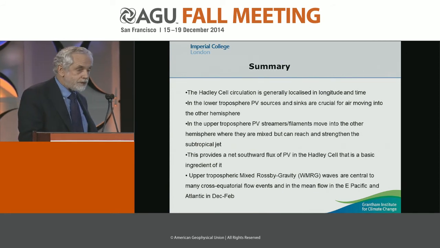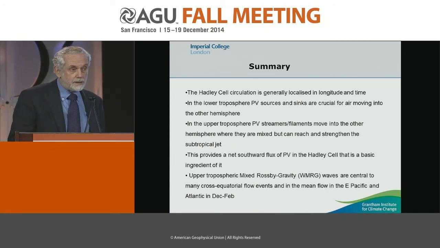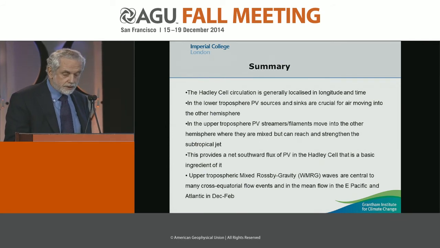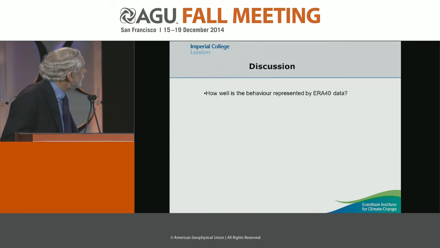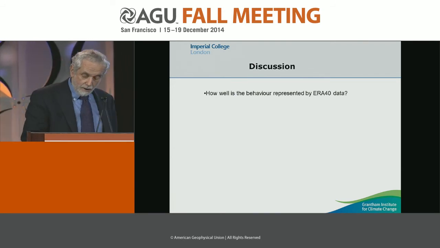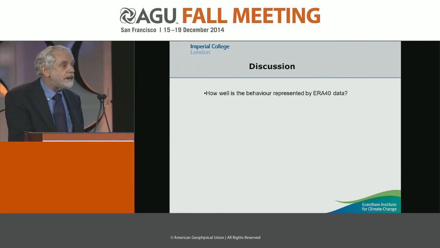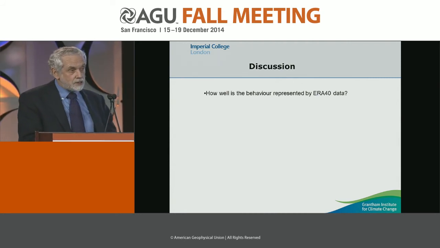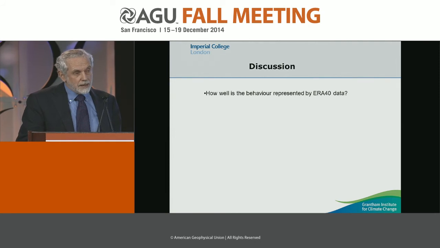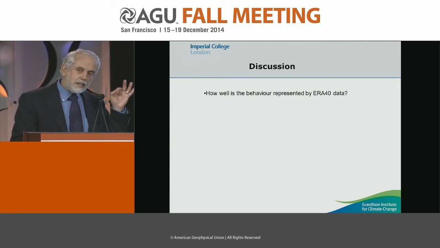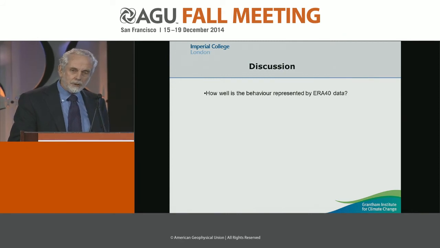And the mixed Rossby gravity waves are important both for the steady structure and for many of the transient systems. So a couple of questions then. How well is the ERA-40 data representing this, or ERA-Interim? Well, we don't know. It would be nice to actually verify some of this, and I think perhaps I'd look to the atmospheric chemist to help me here, because if you're taking undiluted air from one hemisphere to the other, one ought to be able to see that.